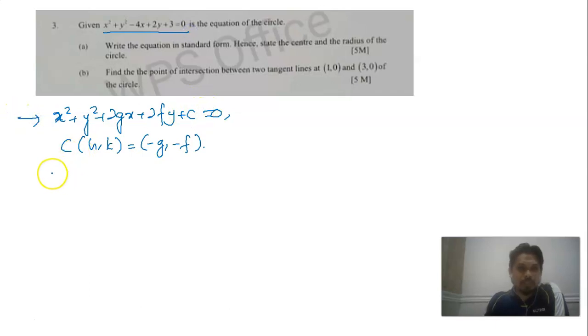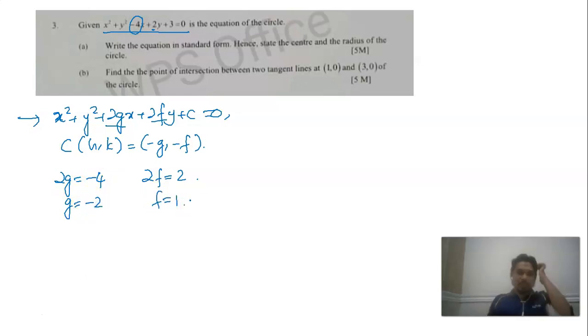Recall. So then, look at this one here now. Negative 4 with 2g. So 2g equal to negative 4, and 2f equal to 2. So then g equal to negative 4 divided by 2, negative 2, and f equal to 1. Okay, the center is negative g and negative f. So the center here is negative g. g is negative 2, so negative of that is 2, and negative f, where f equal to 1, so negative 1.